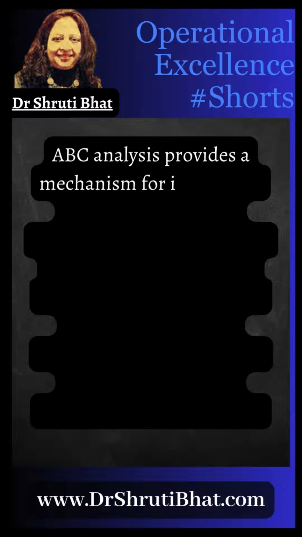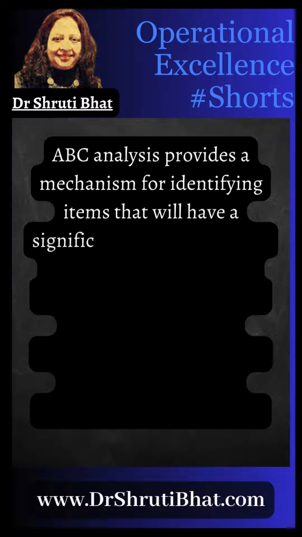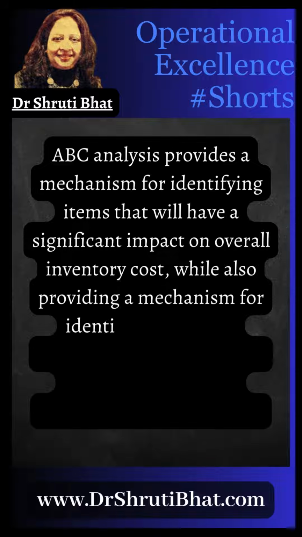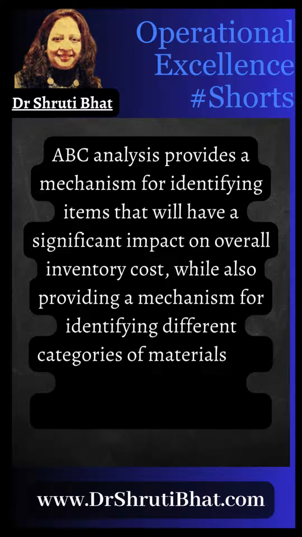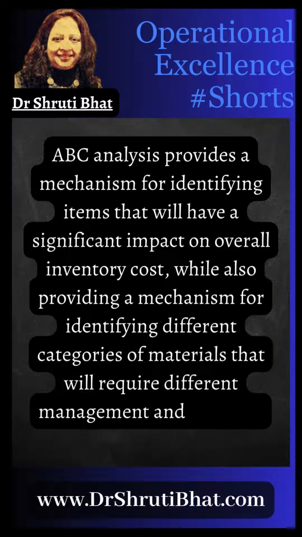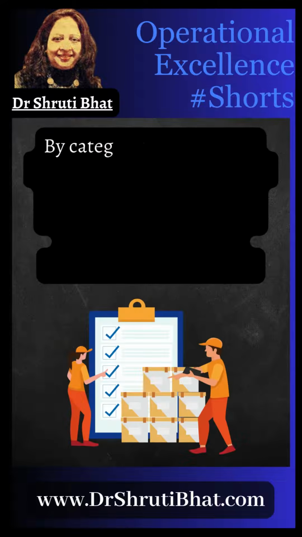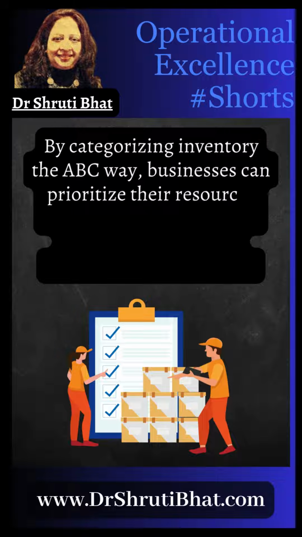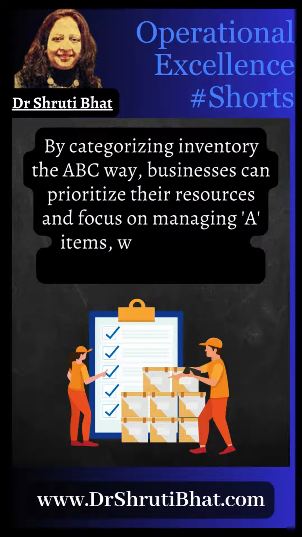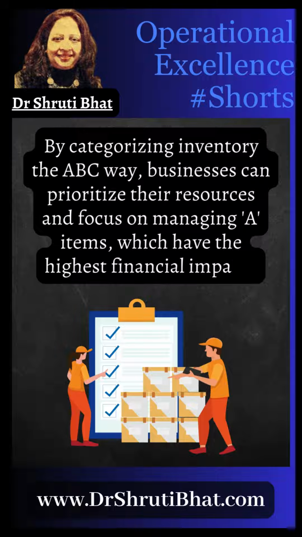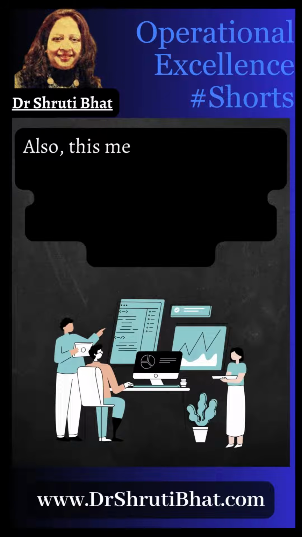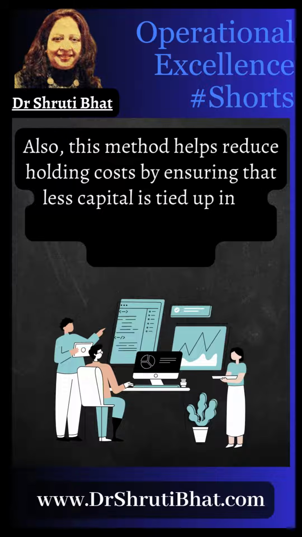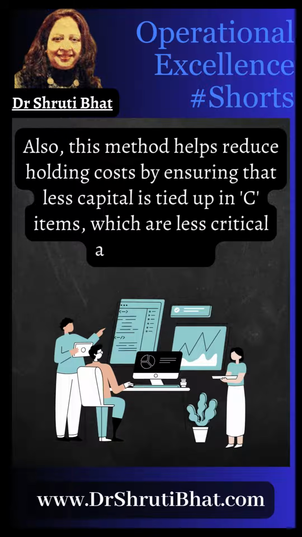ABC analysis provides a mechanism for identifying items that will have a significant impact on overall inventory cost, while also providing a mechanism for identifying different categories of materials that will require different management and controls. By categorizing inventory the ABC way, businesses can prioritize their resources and focus on managing items which have the highest financial impact. Also, this method helps reduce holding costs by ensuring that less capital is tied up in C items, which are less critical and cheaper.